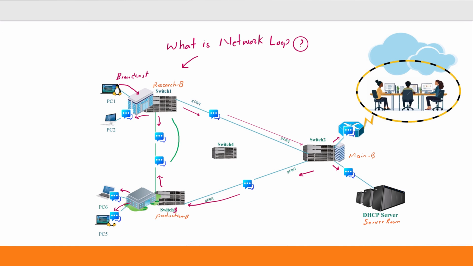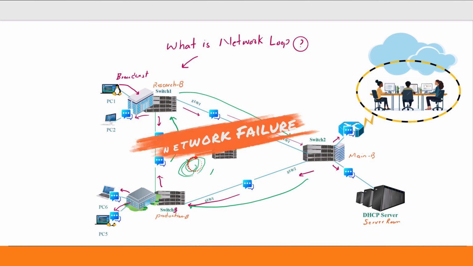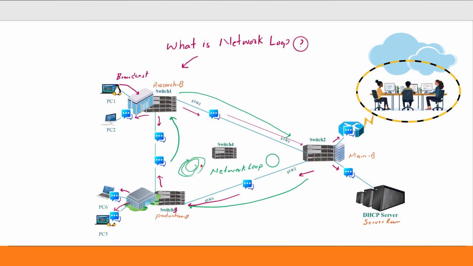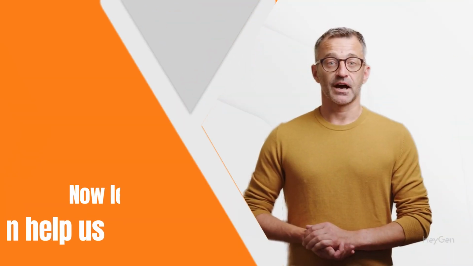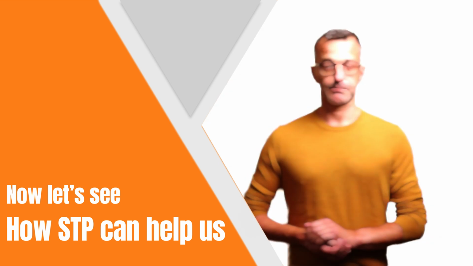Finally, this broadcast message will be received on switch 1 again, and switch 1 will again forward that message to switch 2, and switch 2 will forward it to switch 3. So this is a network loop. This process continues, causing the network to be overwhelmed and leading to complete network failure and the termination of network services. Finally, to create a network infrastructure with redundant links in a loop-free system, we need to implement the Spanning Tree Protocol, or STP. Now let's see how STP can help us.